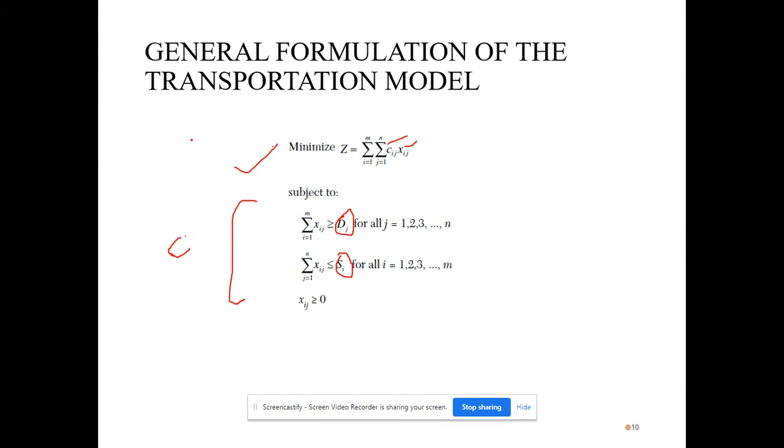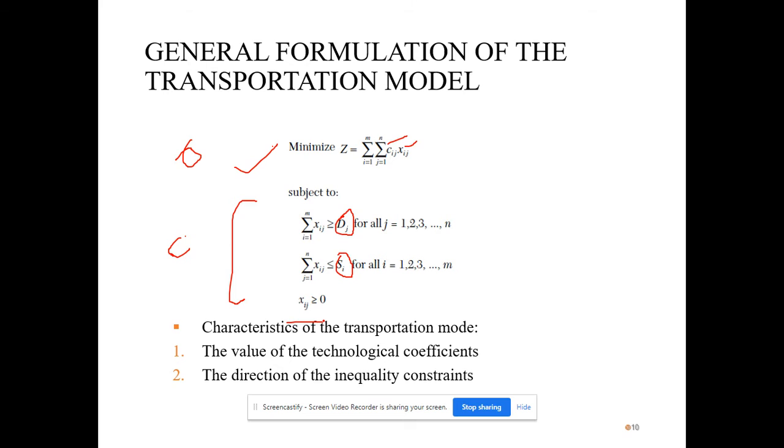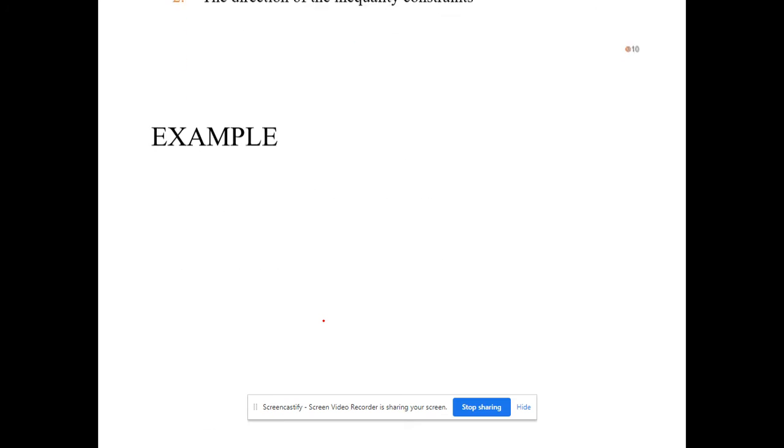and this becomes your objective function when you talk about optimization or linear programming. And this is the non-negativity constraint. So all the shipments should be more than or equal to zero, because you cannot ship negative items, you have to ship zero or a positive quantity. So the characteristics of a transportation model are the value of the technological coefficient and the direction of the inequality constraint. These are the two characteristics.